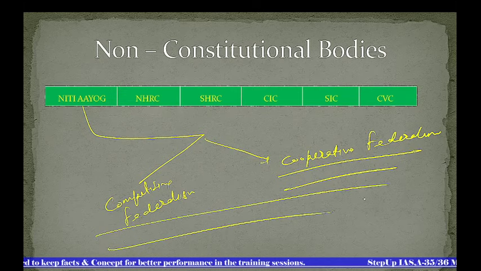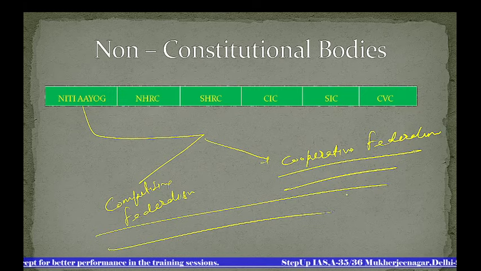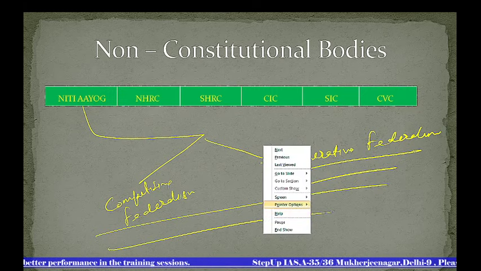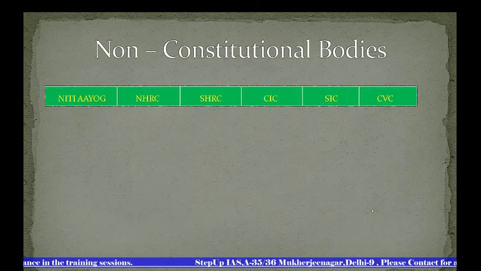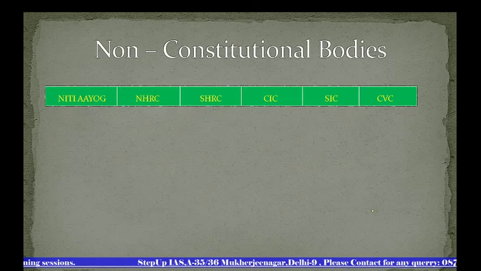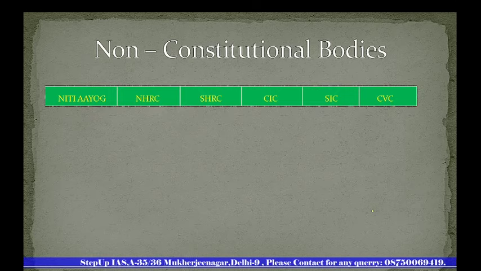So Niti Aayog is one of the important bodies, and some more things we will discuss about the Niti Aayog, but the main purpose of Niti Aayog is to bring together all the stakeholders and ensure India's development. That is, it is going to promote the cooperative federalism as well as collaborative federalism in India.